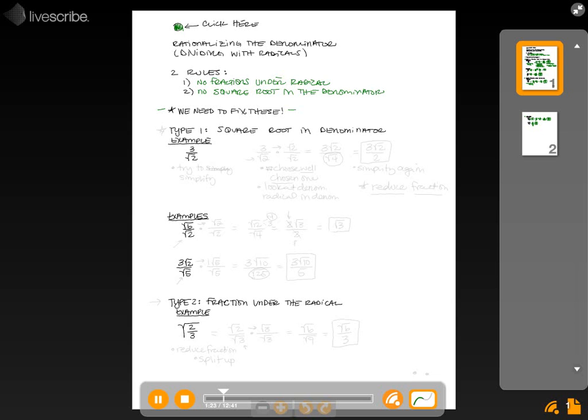We're going to split it up into two types, one for each of the rules, and we're going to actually start with rule 2, no square root in the denominator. Okay, so that's going to be our type 1, square roots in the denominator. Here's our first example. We're going to work it out together. You've got 3 over the square root of 2. The reason this doesn't work is because we're dividing by the square root of 2. It's in the denominator, the bottom of the fraction.